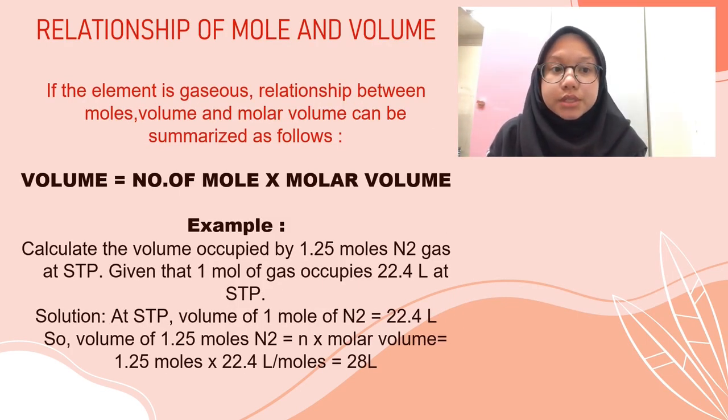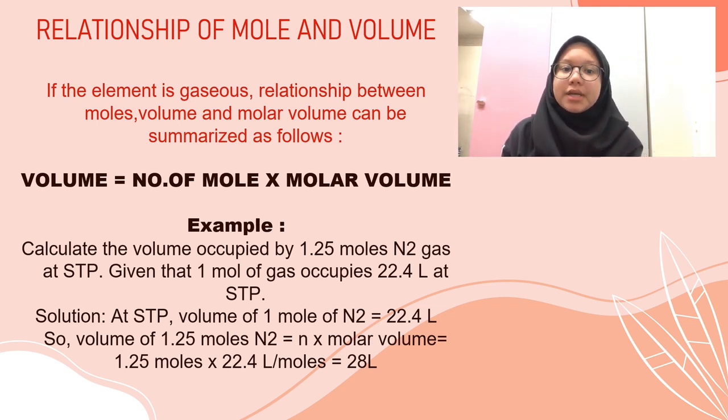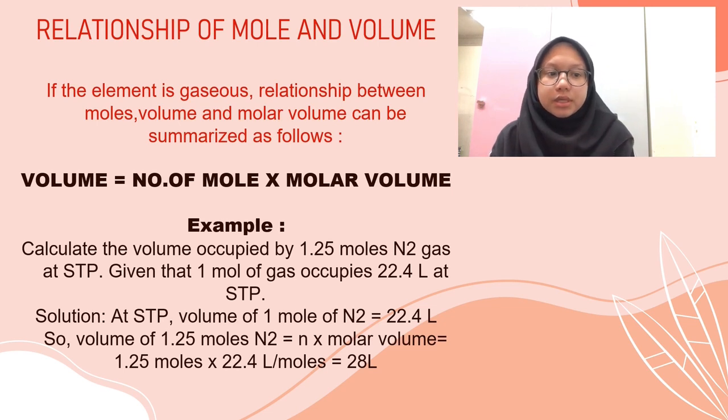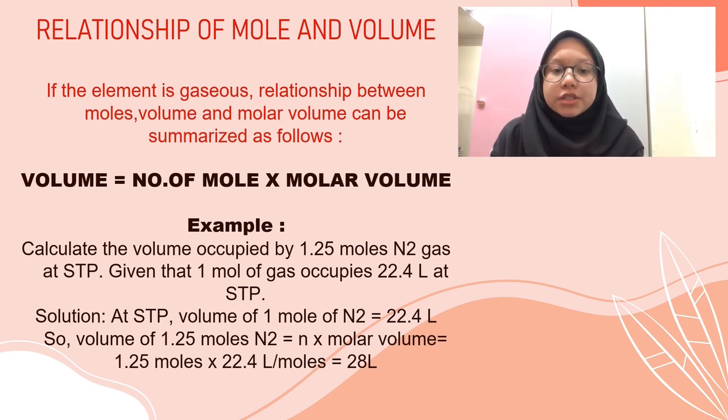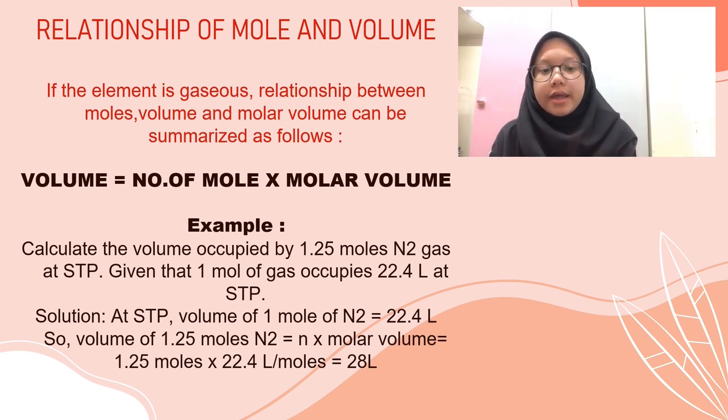So this is the relationship of mole and volume. If the element is gaseous, the relationship between moles, volume, and molar volume can be summarized as follows. So this is the formula: the volume equals number of moles multiplied by molar volume. For example, the question is calculate the volume occupied by 1.25 moles N2 gas at STP, given that 1 mole of gas occupies 22.4 liters at STP.